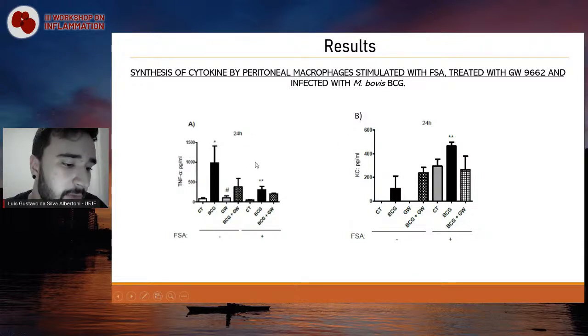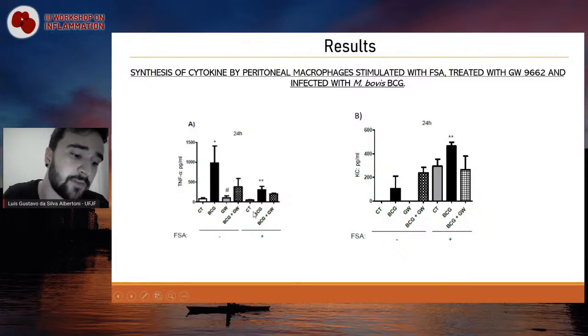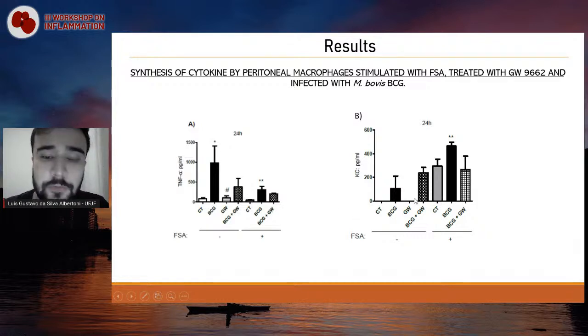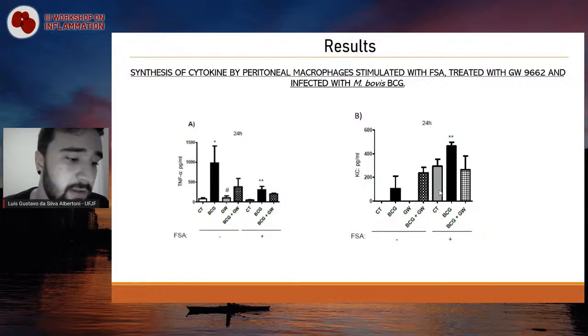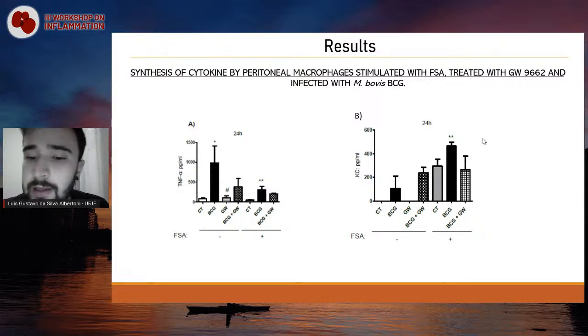We investigated the profile of TNF-alpha and KC cytokines after stimulation of peritoneal macrophages with FSA, with treatment with the PPAR gamma antagonist, and infected with BCG. According to the graph, TNF-alpha production was significantly increased in the face of BCG infection when compared to the control group, but negatively modulated when treated with GW9662. In addition, the cytokine was negatively modulated in the presence of FSA stimulation and infection. For the KC synthesis, we noticed that cytokine synthesis was greater in the infected group when compared to the control and stimulated with GW9662. In the presence of GW, it was potentialized. When samples were stimulated with FSA, expression increased significantly.